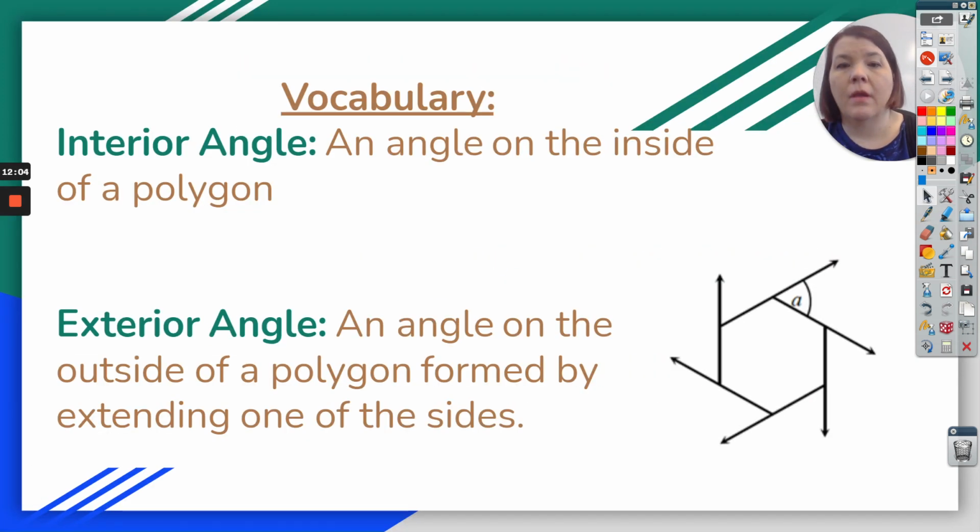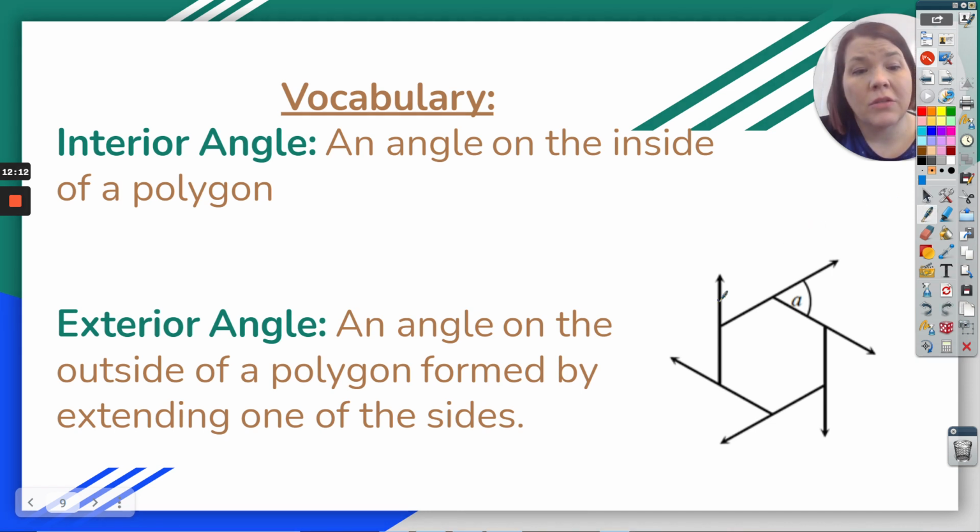We know that an interior angle is an angle on the inside of the polygon. The exterior angle is an angle on the outside formed by extending the sides. So this is the exterior angle. Exterior angles are much easier than interior angles in a lot of ways. We'll talk about that in a minute. It's not really part of the polygon. In fact, you have to visualize a line extending that doesn't really extend off of it. Let's go ahead and move on.